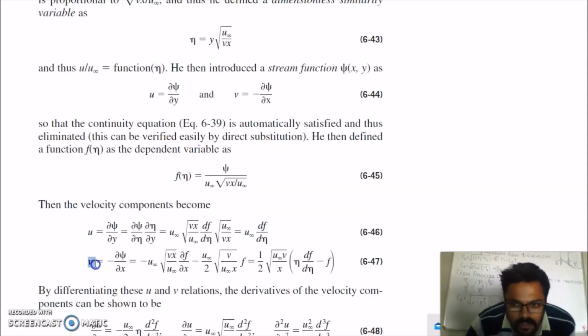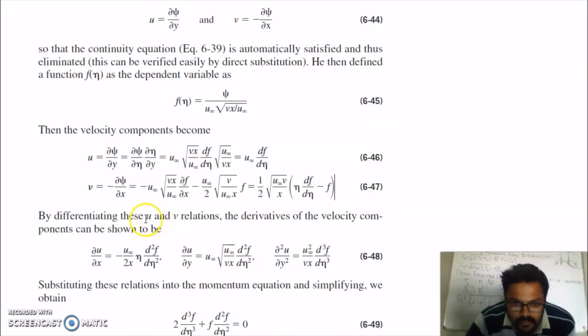Now we know velocity v is equal to minus del psi by del x. We know the value of psi, so put this value of psi here and take the derivative. During the derivative, first we take the derivative of the function f with respect to x, keeping the others constant. Then you keep this function as it is. You take the derivative of x raised to half, which is minus 1 by 2 x raised to the power minus half, and the rest will remain the same. You will get this equation here.